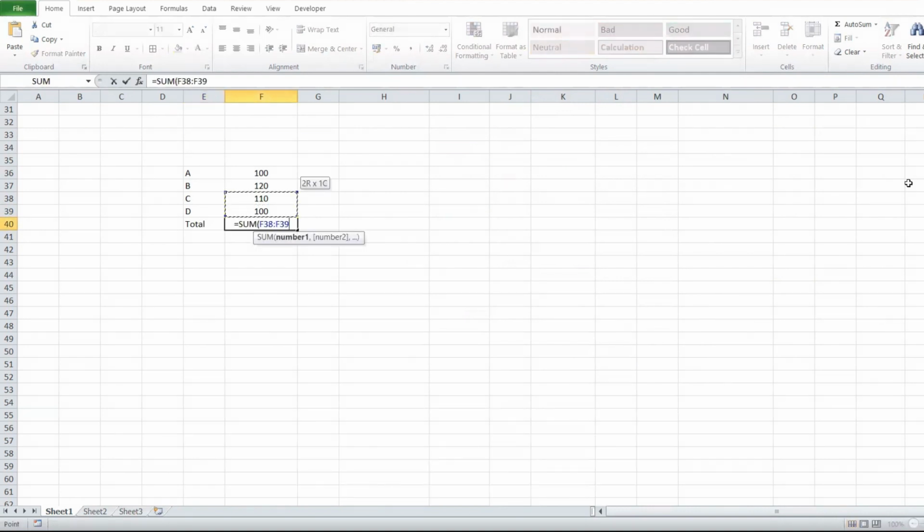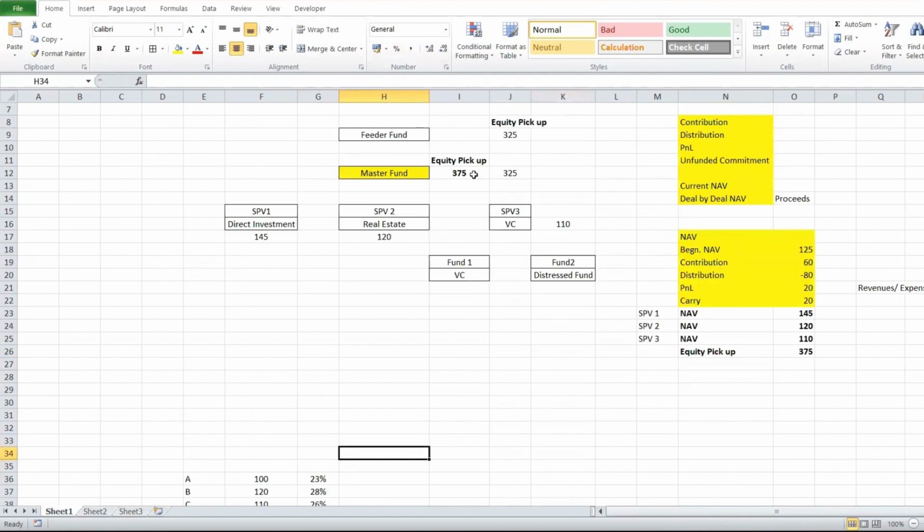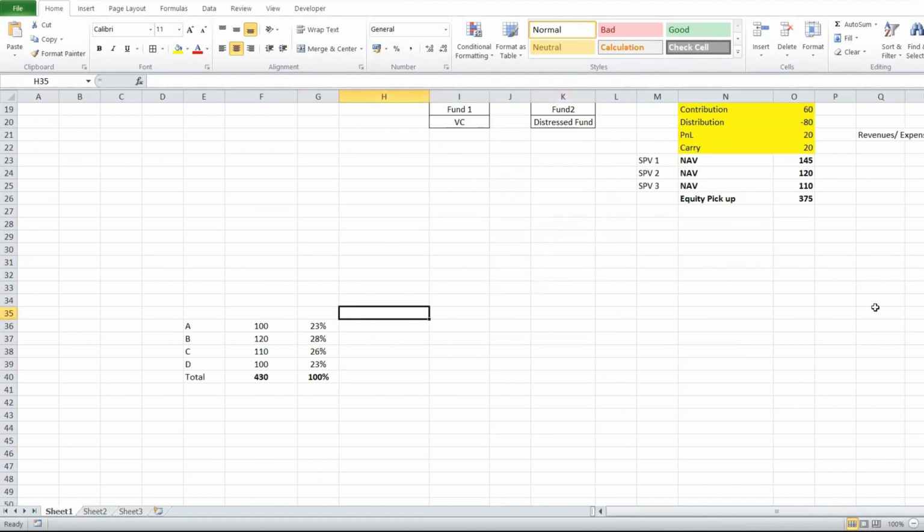I'm writing here the sum. This is 430. Now I'm going to calculate the weightage, and I'm going to freeze it. Now if I calculate this, I'm going to calculate it in percentage. Now leave aside contribution, distribution, everything. Now I'm telling you the equity pickup, how much I'm getting: 375. So now the 375 is my NAV.